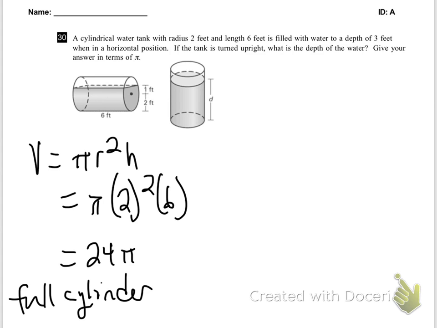Unfortunately, just because there is a depth of 3 feet for the cylinder itself does not mean that the volume is 3/4 of 24 pi. That would be lovely, but that's not the case. Because this top section here is not going to have the same amount of volume as this middle section here. It doesn't work like that. They're not evenly divided. Okay?